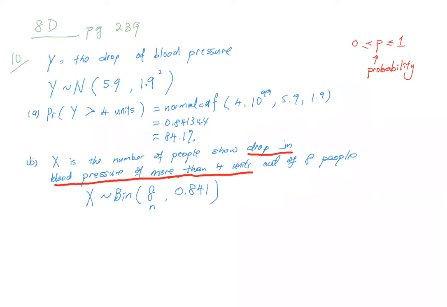So now they say, find the probability that at least 6 of them will show a drop in blood pressure of more than 4 units. If we write it mathematically, at least 6 of them, correct? Okay. So how can I do this?